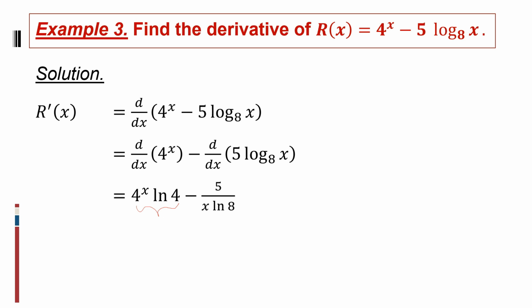Minus, for this one, we can factor out 5. So it becomes 5 d over dx of log x to the base 8. So, we have 5. What is d over dx of log x to the base 8? That is 1 over x ln 8. So it becomes 5 over x ln 8. So, therefore, we have minus 5 over x ln 8. So that is the derivative of r of x.